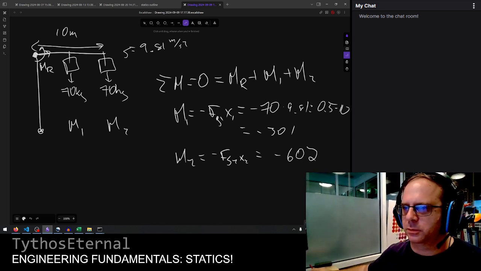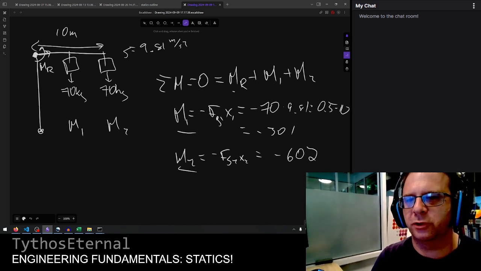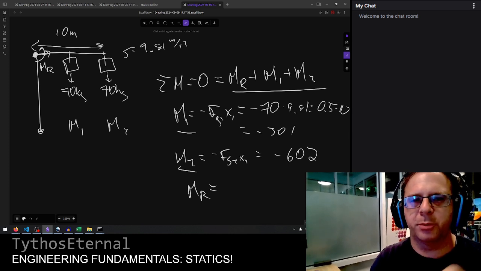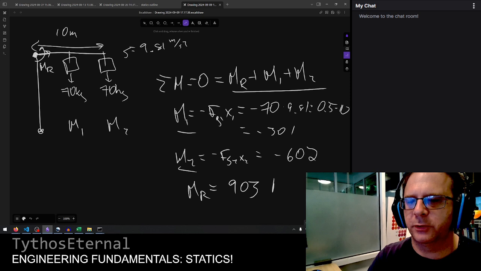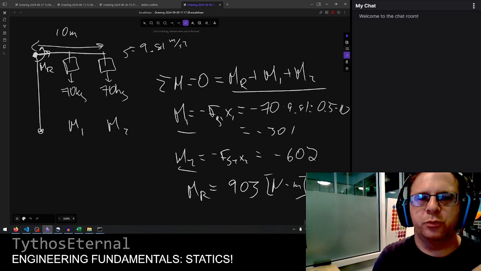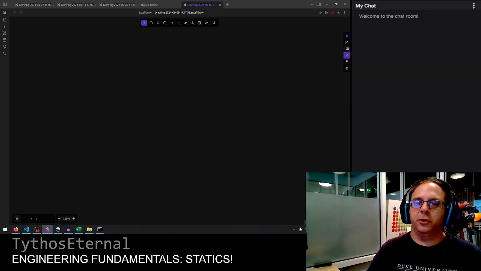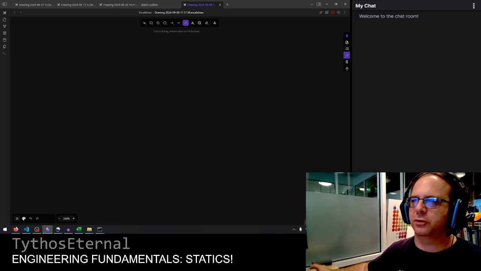So given that we know this moment and that all moments must sum to zero, we can assert with a fairly high degree of confidence that the restorative moment at that joint is going to be about 903. In this case, it's Newton meters, right? Positive Newton meters about that point in the joint. So far so good. Nothing too crazy. Hopefully a lot of this makes sense so far.